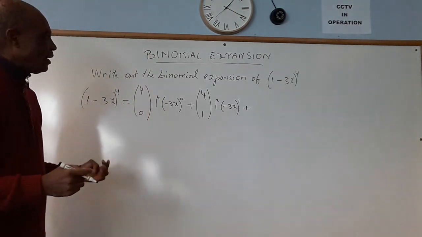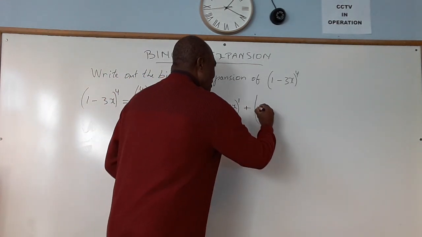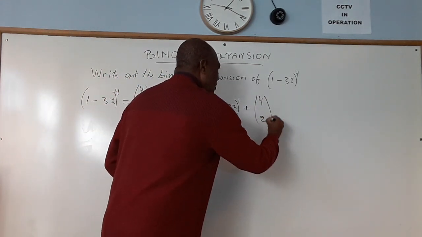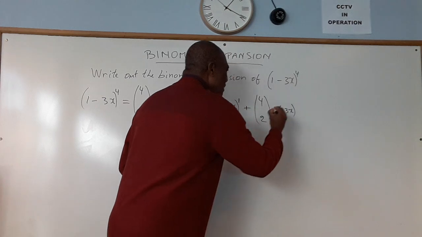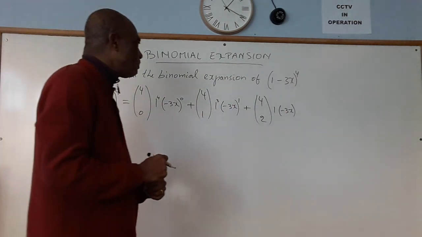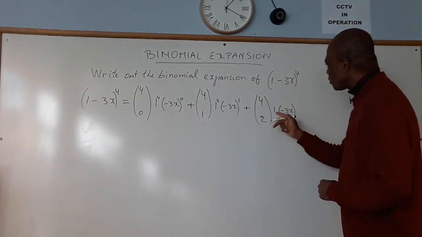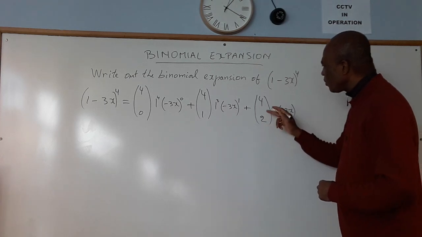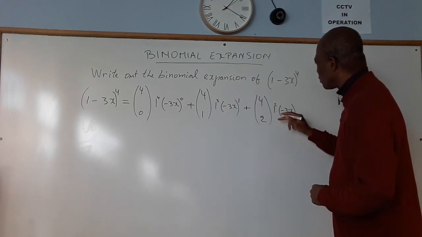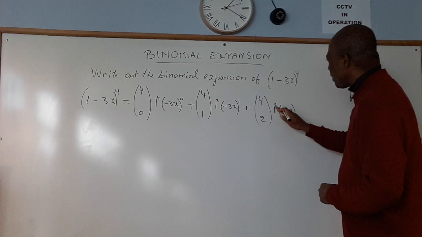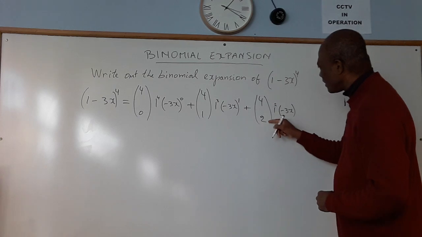Plus a third term. We are going to add a third term. The third term will be this one, 4C2 multiplied by 1 multiplied by (-3x). So what will be the power of 1? The power of 1 will be 4 take away 2, which is 2. I put 2 there. And then the power of -3x is the 2 that we have there.